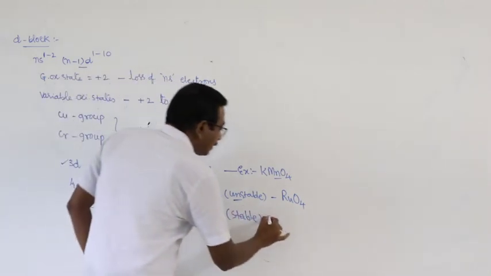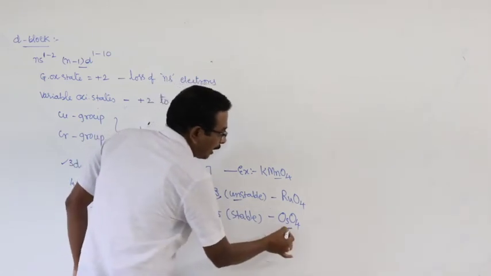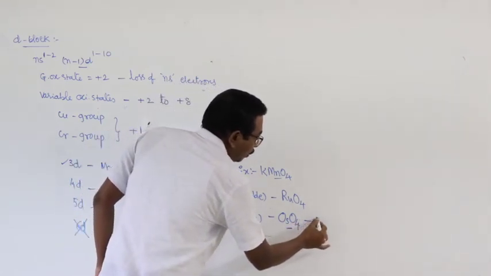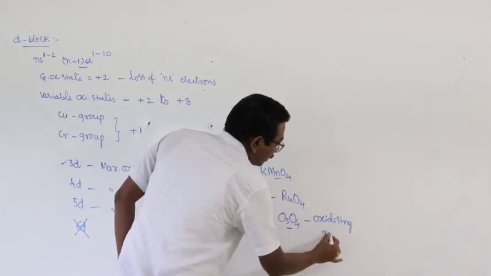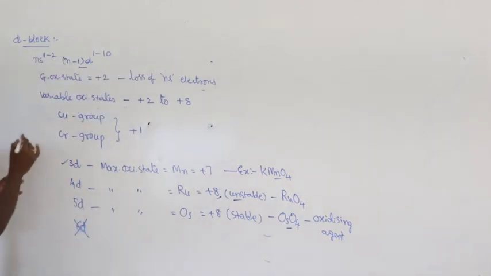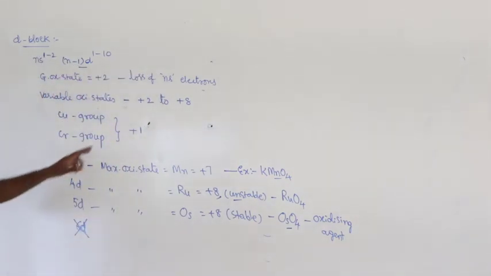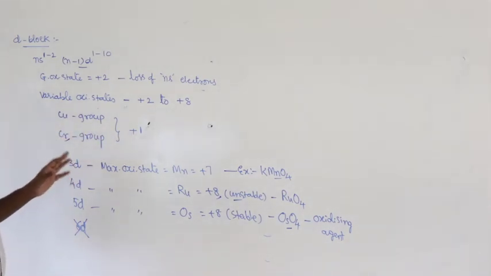And in 5d series, the maximum oxidation state shown by osmium is osmium tetroxide. This is one of the good oxidizing agents. And here copper group elements, what are they? Copper, silver, +1. And what about the chromium group elements? Chromium, molybdenum, tungsten, they exhibit the oxidation state +1, abnormal oxidation state because of their abnormal electronic configuration only.